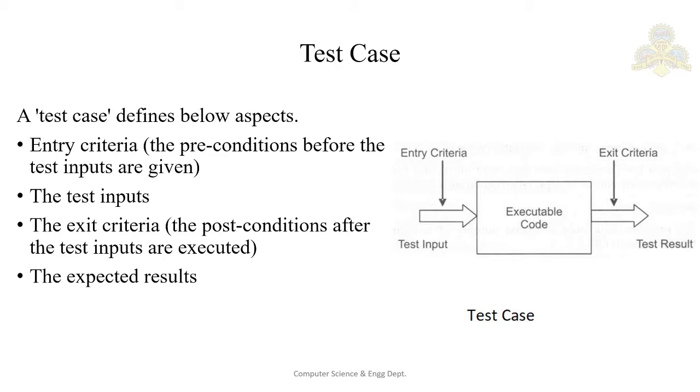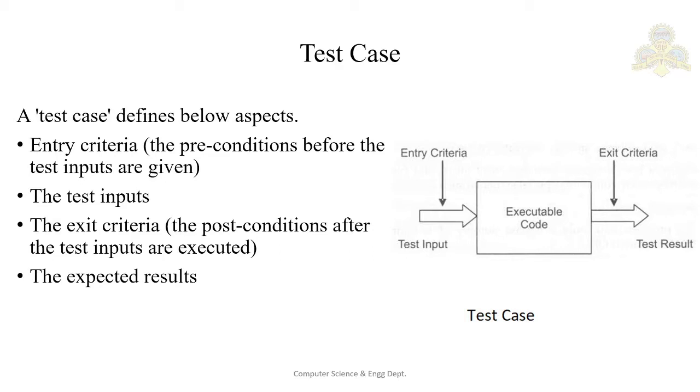Okay, so just before giving the test inputs, the software will be in a particular state. This initial state is described by the entry criteria. Then after the testing, the software will go into another state. This we call the exit criteria. So your test case defines the entry criteria, exit criteria, the test inputs, and the expected result.